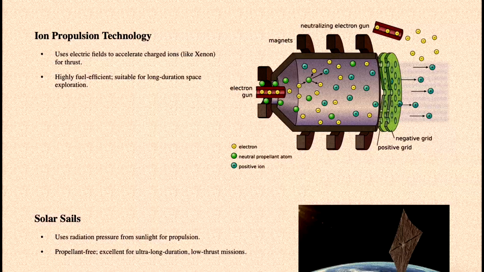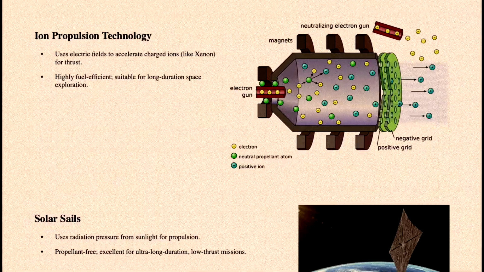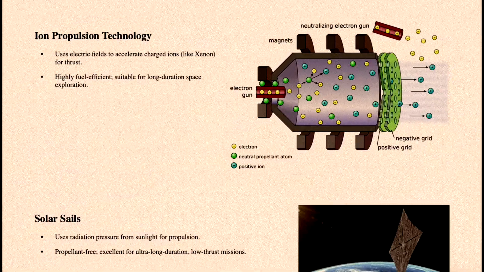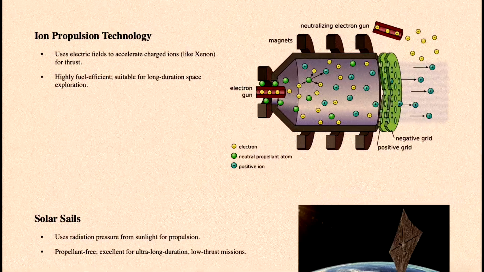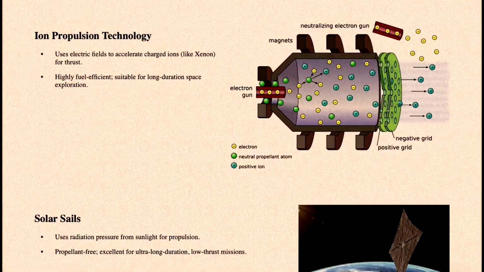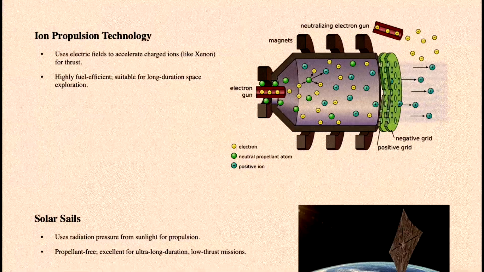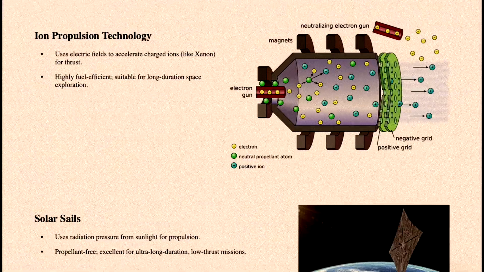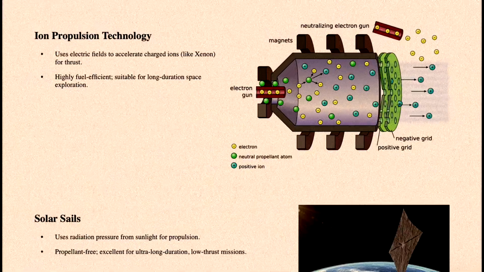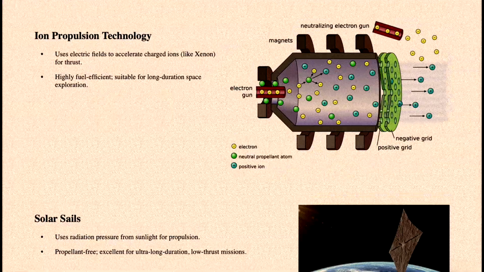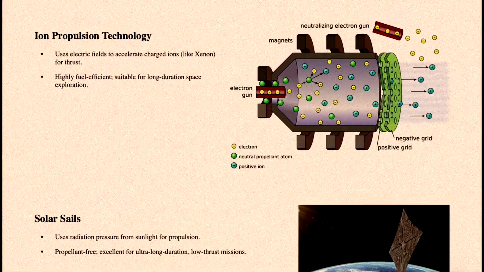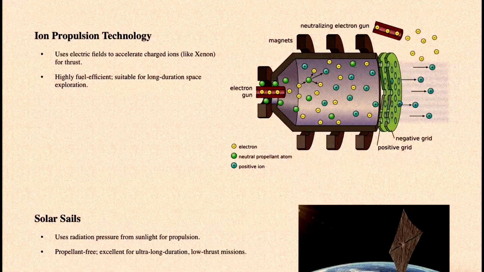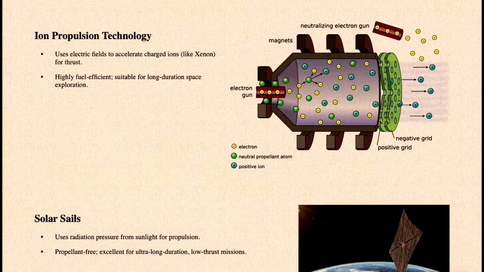We know that we use GSLVs and PSLVs to send a satellite to space, and for those launch vehicles we use various kinds of combustible fuels. Once the satellite is in space, we use some kind of technology for the propulsion of those satellites. One such important technology is ion propulsion technology.